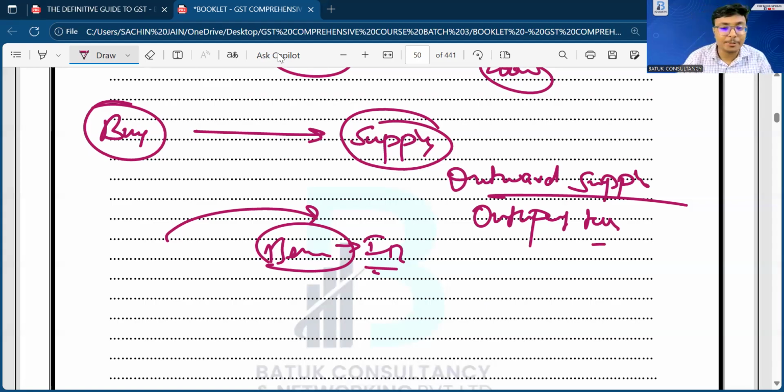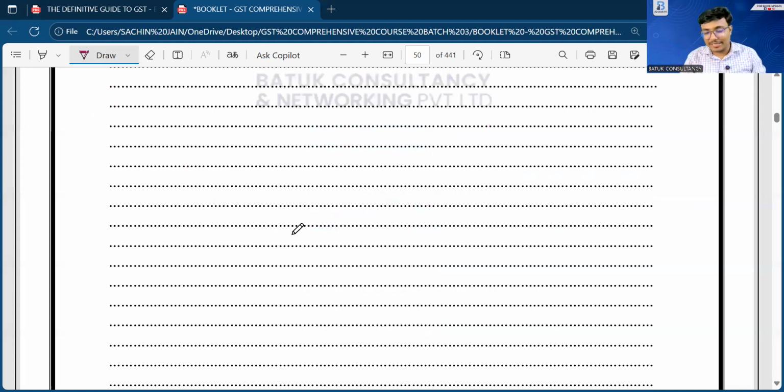Okay. So first we'll try to understand the basics of input tax credit, the advanced terms of input tax credit, the various terminology of input tax credit, and then after we'll read the sections from the book and we'll also discuss the memory technique. Okay.